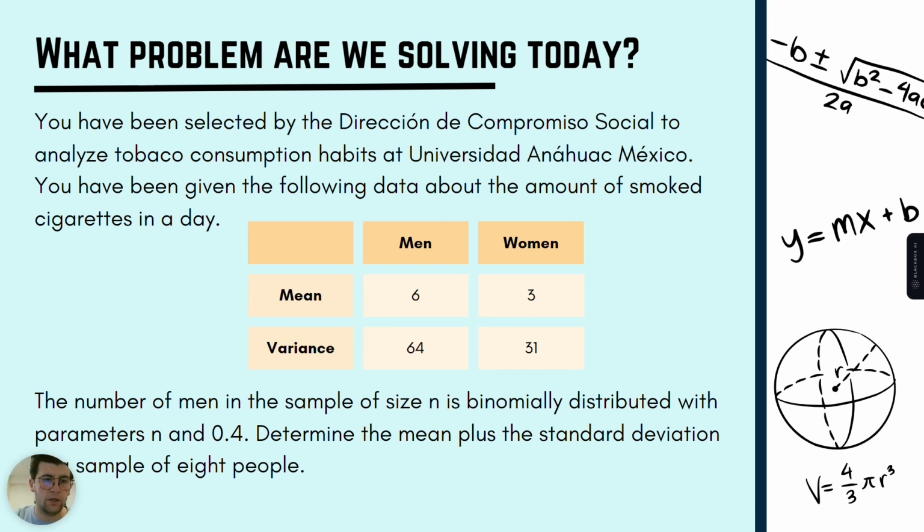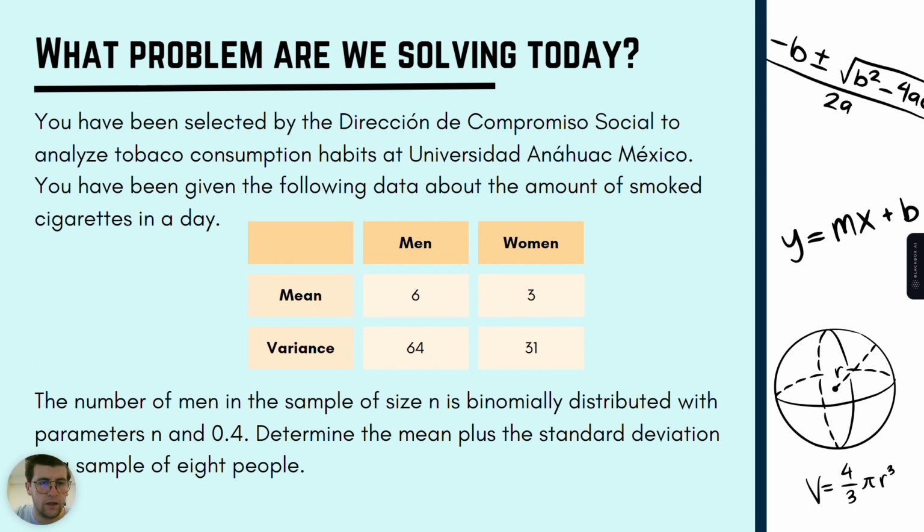About men, we know that the mean of the smoked cigarettes in a day is 6 and the variance is 64. And in the case of the women, we know that the mean is 3 and the variance is 31. So these are clearly some parameters that will be used in the future. Then we know that the number of men in the sample of size n is binomially distributed with parameters n, that is the sample size, and 0.4. Determine the mean plus the standard deviation in a sample of 8 people.